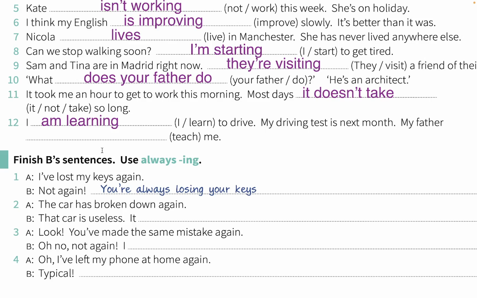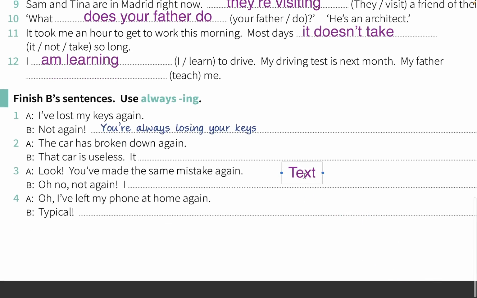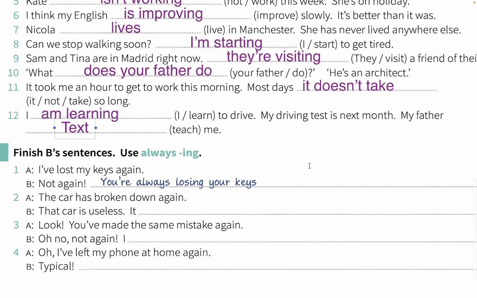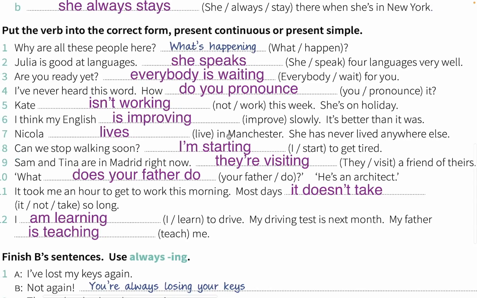My father, blah blah blah me. So at the moment, the father is doing this. So my father is teaching me. Is this clear, guys?